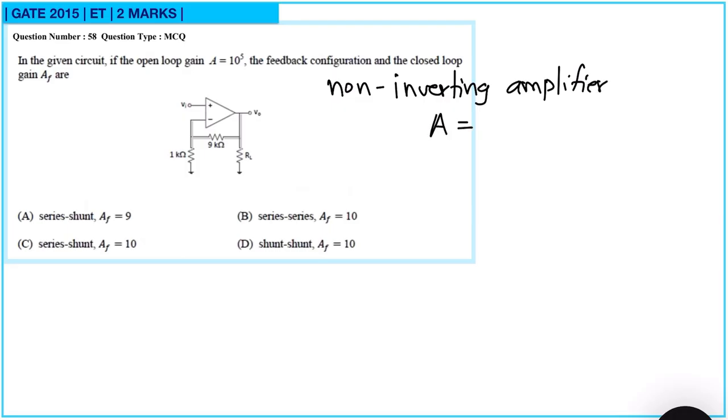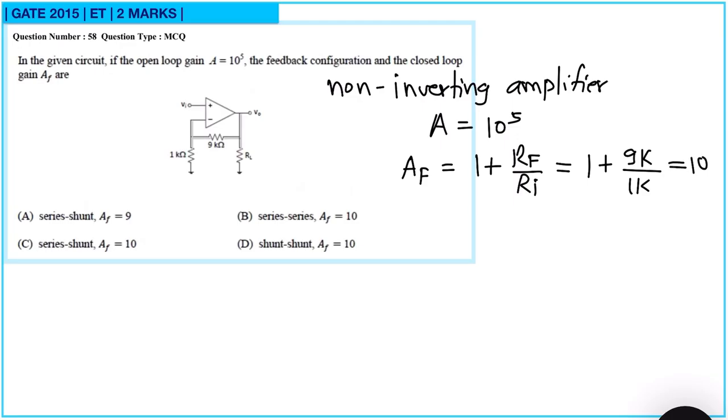For which A, that is the open loop gain, is equal to 10 raised to 5. Closed loop gain is equal to 1 plus RF upon RI for a non-inverting amplifier. So this will be 1 plus RF, that is 9 kilo ohm, and RI is 1 kilo ohm. So this will be 10. And the feedback configuration is series shunt type configuration. So here option C is correct.